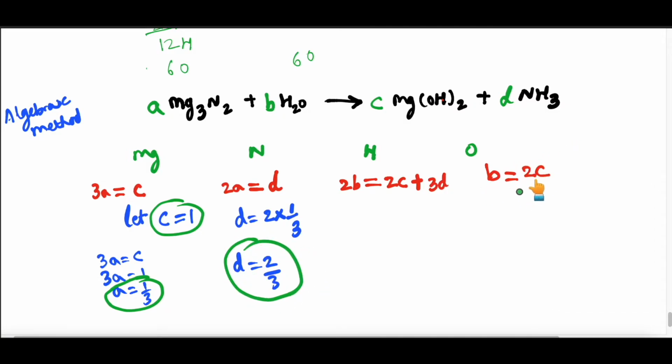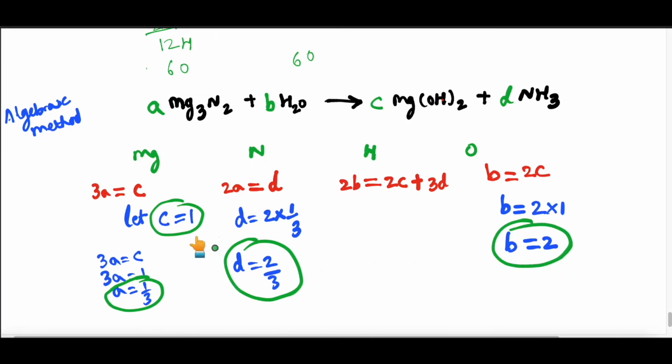Now let us find the value of B. You have B is equal to 2C, and we know that C is 1. So B is equal to 2. So here you have got the value of B as 2.